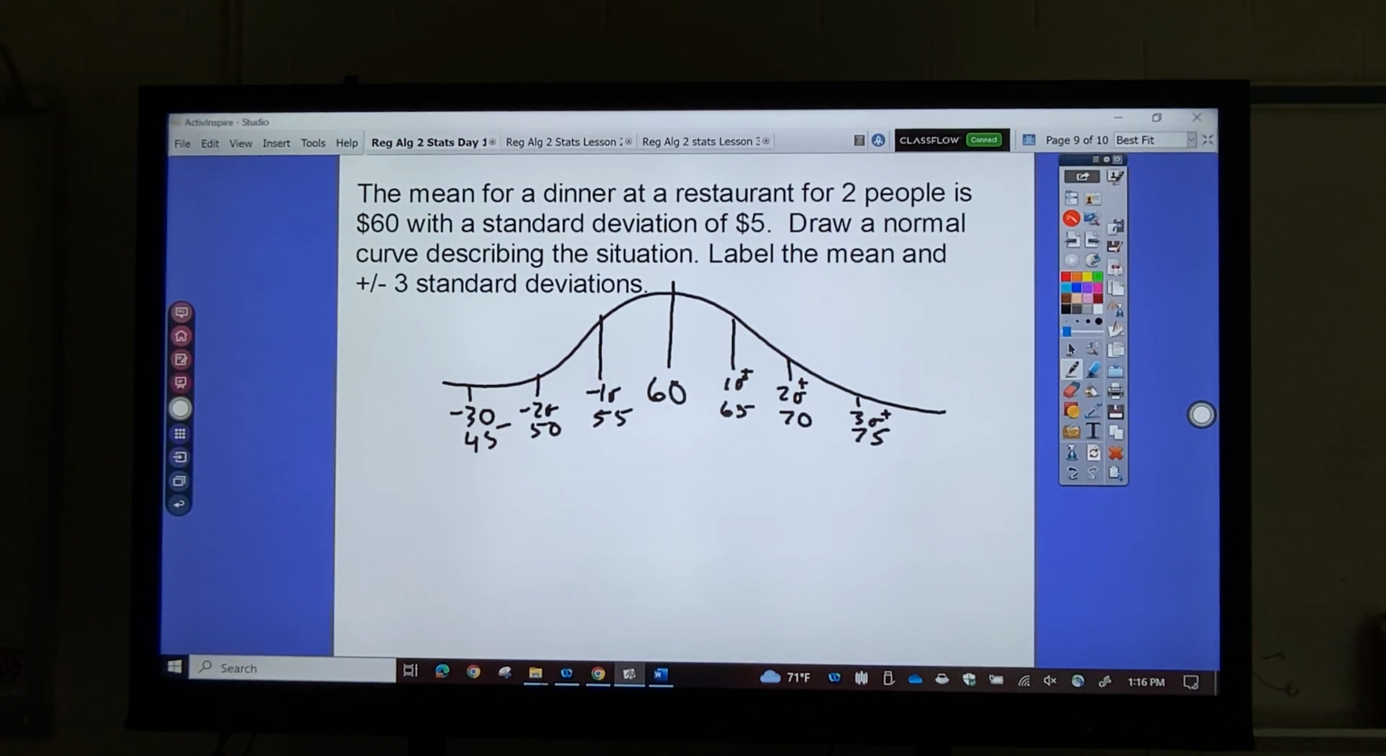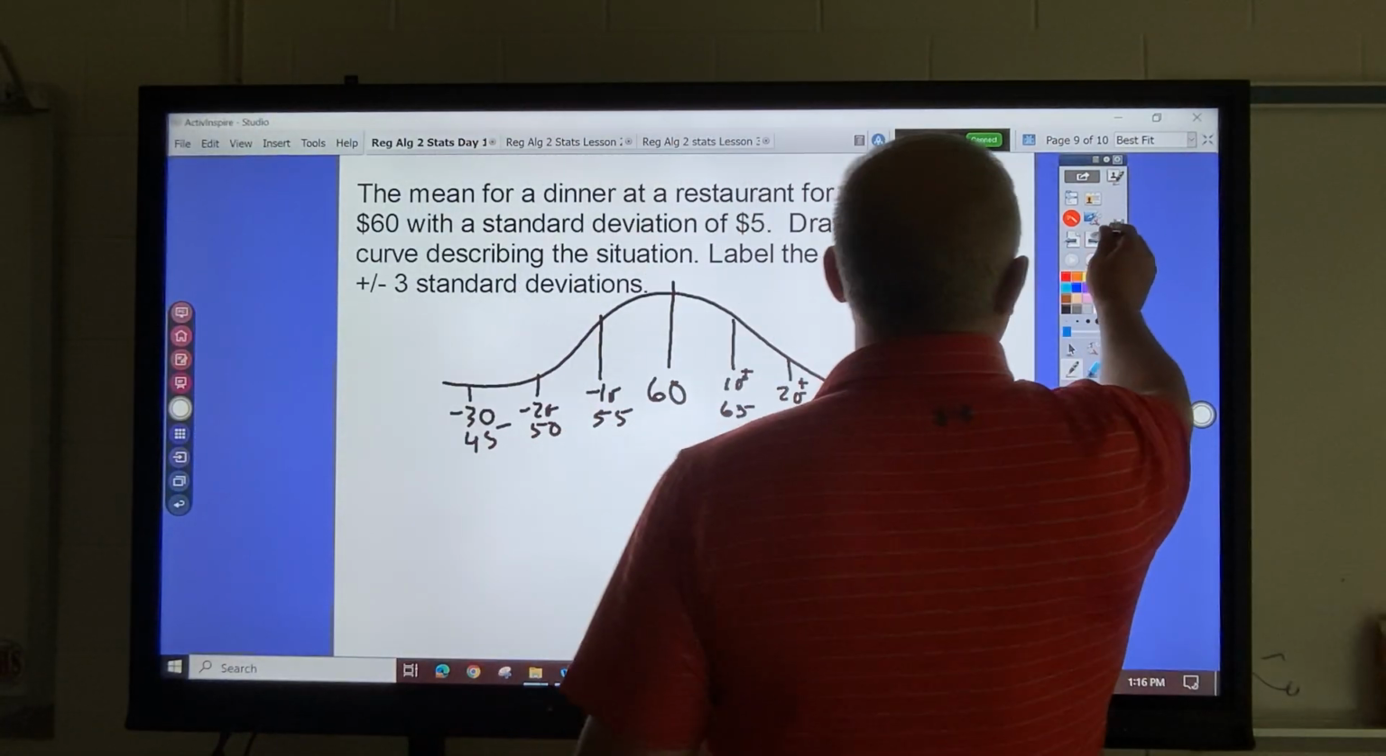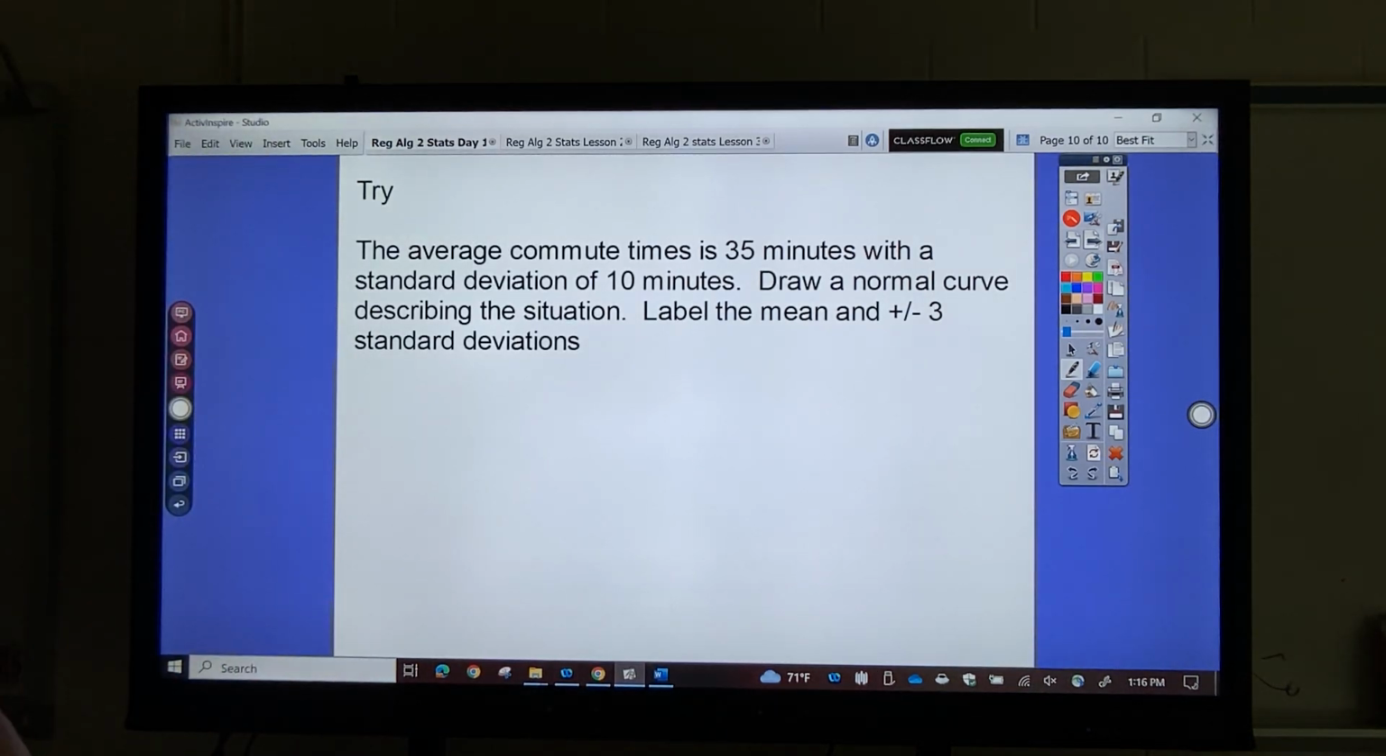In the next video, we'll talk about how to actually calculate this stuff. What I would like you guys to do is go ahead and draw your normal curve and label your standard deviations.